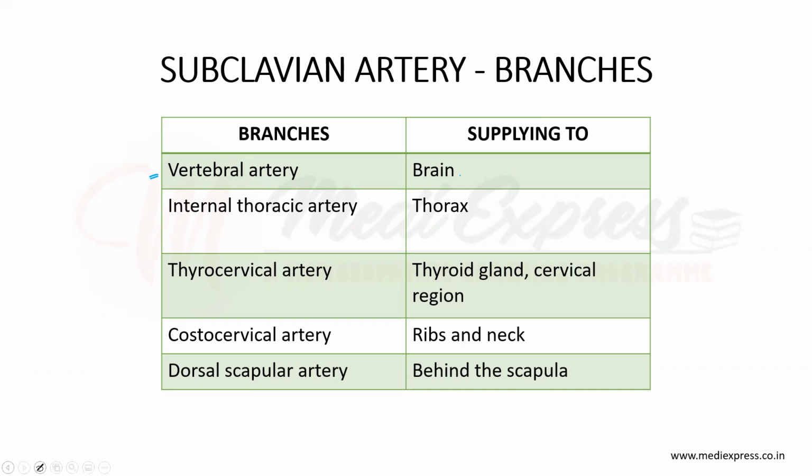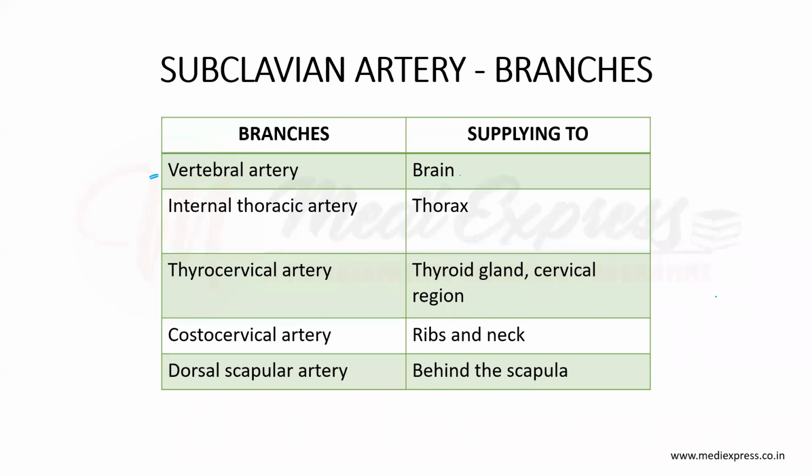This is very important. I repeat it once again. Vertebral artery supplies the brain. Internal thoracic artery, the thorax. Thyrocervical artery, divided into two, the thyroid gland and the cervical region. Costocervical artery, costo means the ribs, and that of the neck. The next one is the dorsal scapular artery, that is behind the scapula. This is very important. It was being asked in the exams again and again.